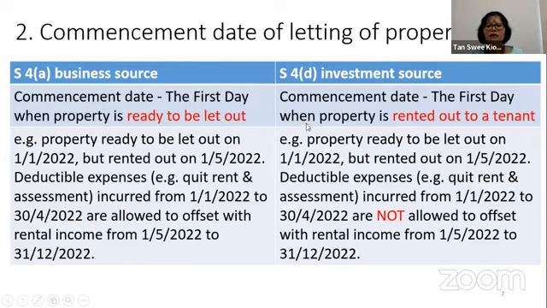How about Section 4D, investment source rental income? Same example, the property is ready on 1st January 2022, but for investment source the commencement date is considered to be when the property is actually rented out, not when it is ready to be let out. So when the property is ready on 1st January 2022 but only rented out on 1st May, expenses incurred from 1st January until 30th April are not allowed to be offset against rental income from May to December, even though it is in the same year.